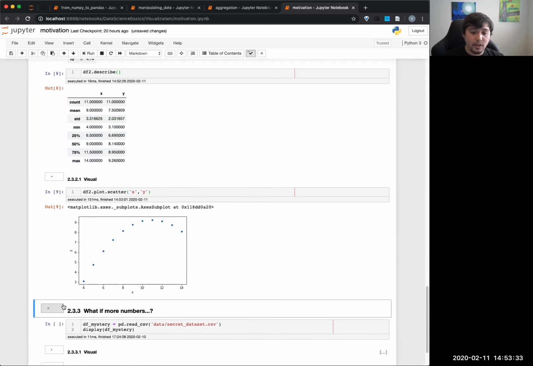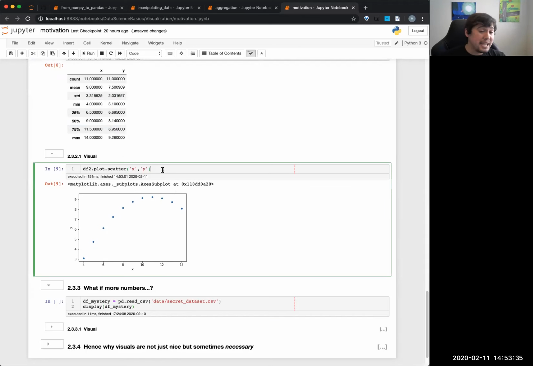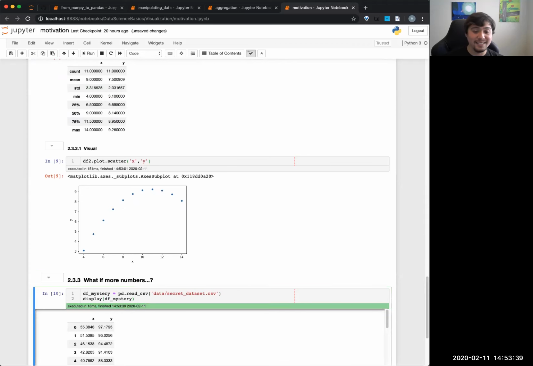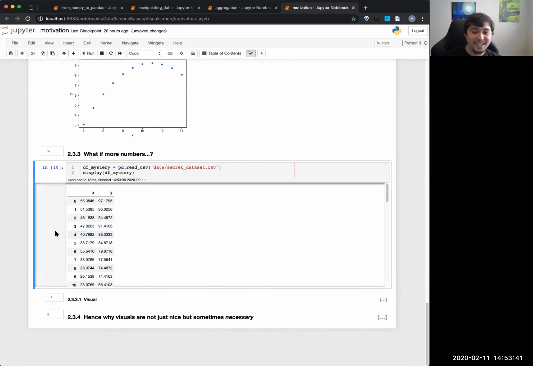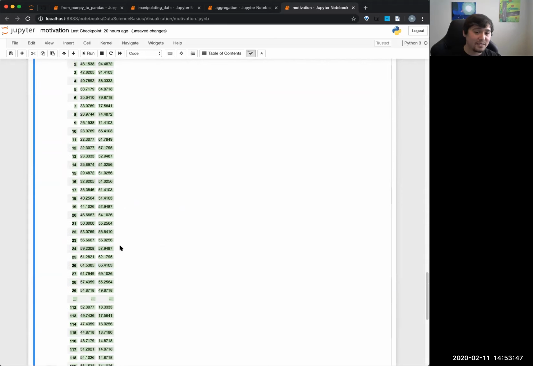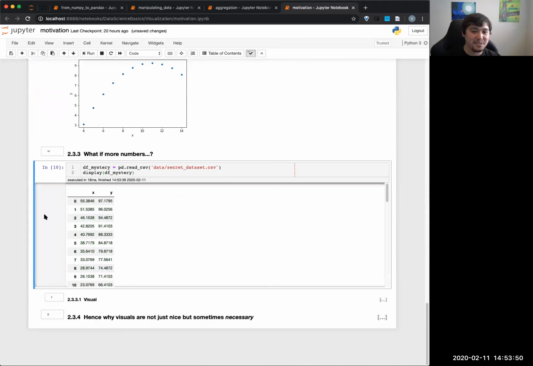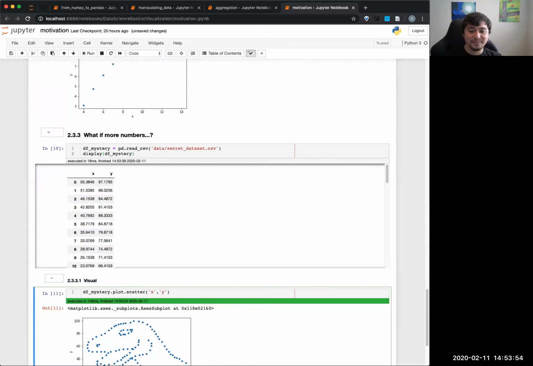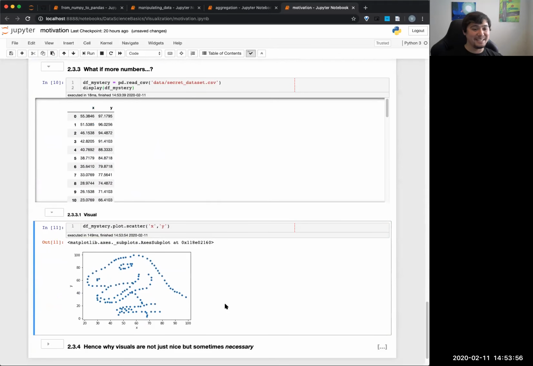Okay, so the big thing about this is that this is 10 numbers, right? Imagine if you have many more numbers. So you can see here, my secret data set. It's really exciting, right? In my data set there are 142 points. I'm not going to ask you what you think this data set looks like because you know that I'm going to try to trick you anyway. So if I do this scatter plot, you can see it's a dinosaur, right?